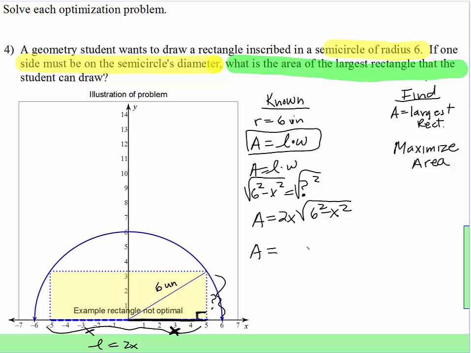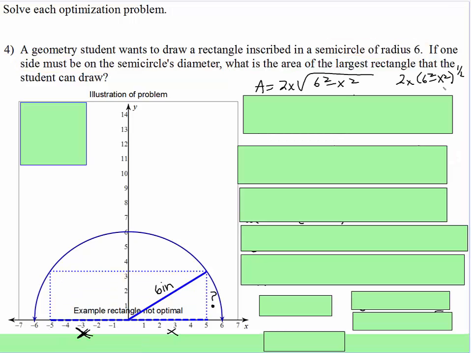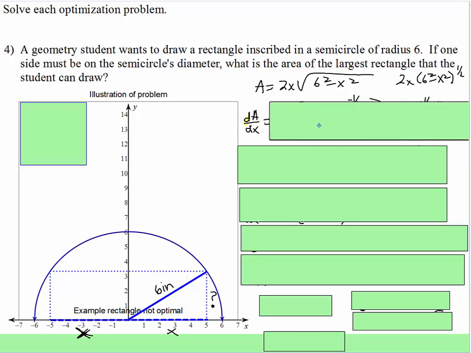I did most of the work on the next page, but I'm going to rewrite this as (6 squared minus x squared) to the 1/2. And I'm probably going to rewrite 6 squared as 36. On the second page, that's what I did, rewrote it, and now we're going to take the derivative. So dA/dx, or A prime you could have written. Now we're just going to use the product rule.